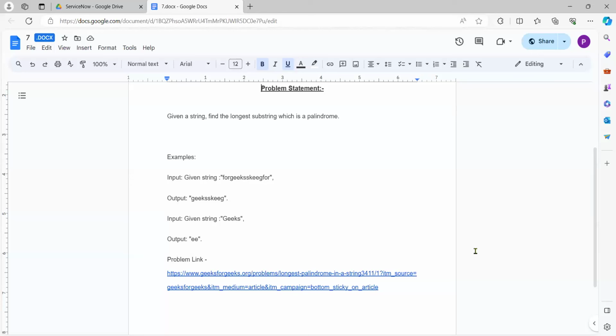So the problem is you are given a string. I assume everyone knows about palindrome, because that is the basic requirement here. And you have to find the longest substring which is a palindrome. So tell me your approaches for solving this particular problem. Start with brute force one, then tell optimized also.